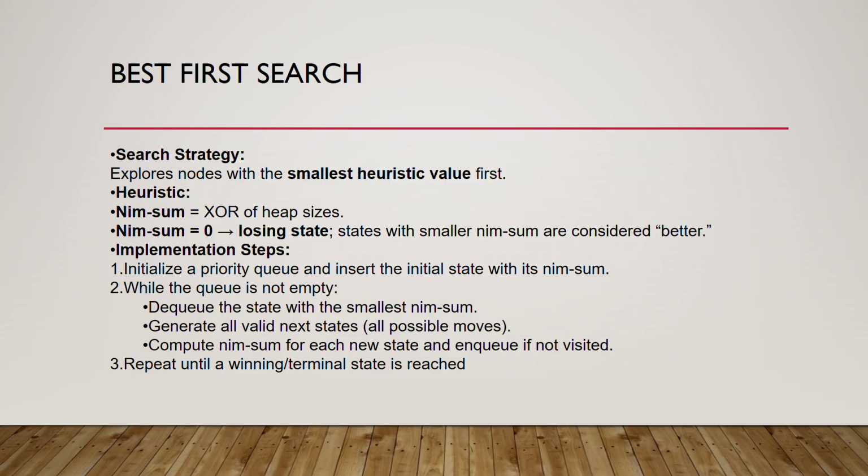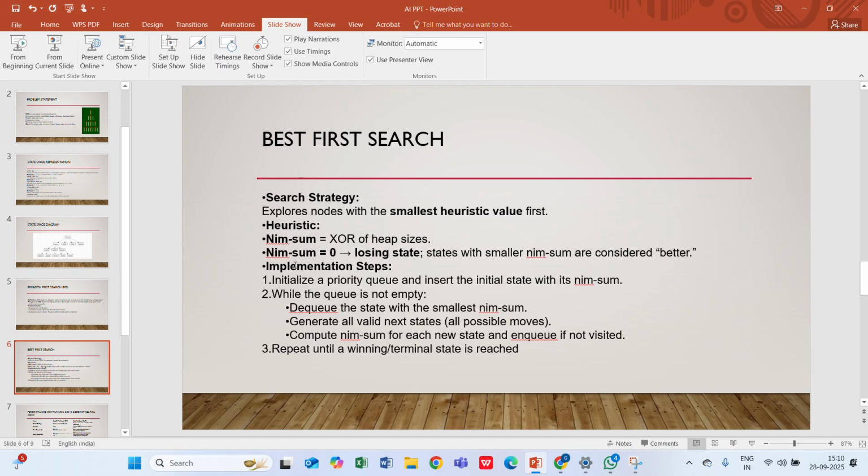The implementation steps for the best first search algorithm: we initialize a priority queue and insert the initial state with its nim sum. While the queue is not empty, we dequeue the state with the smallest nim sum and then generate all the valid next states. Then compute the nim sum for each new state and enqueue it if it is not visited. And we repeat this process until a winning or a terminal state is reached.